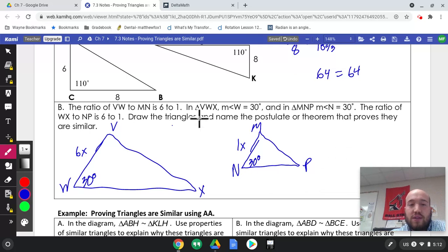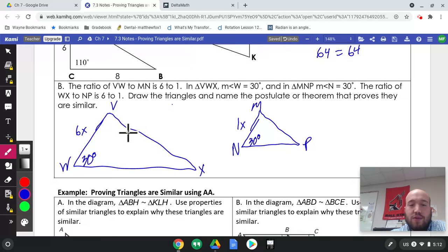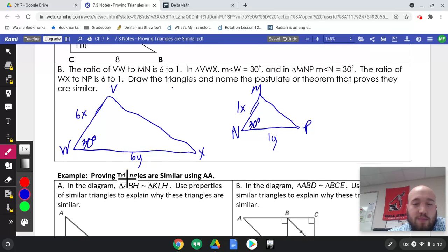Now, for the next side, the ratio of WX to NP is 6:1 also. Once again, we don't know what it is. I'm going to put 6y. And this one, I'm going to put 1y. And we can compare those. And we are done because here we have side, angle, side, similarity postulate, or similarity theorem.